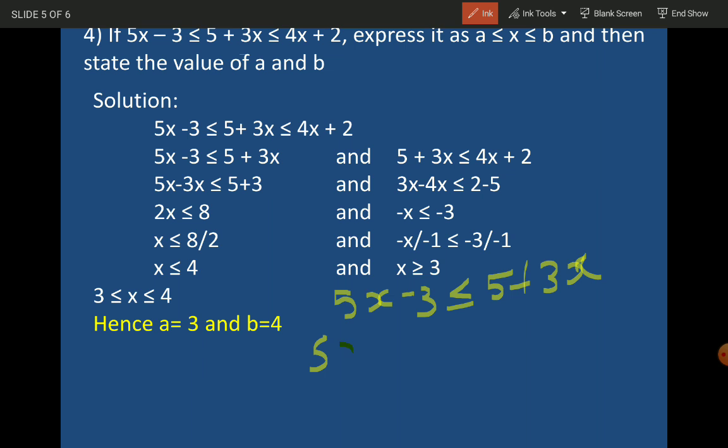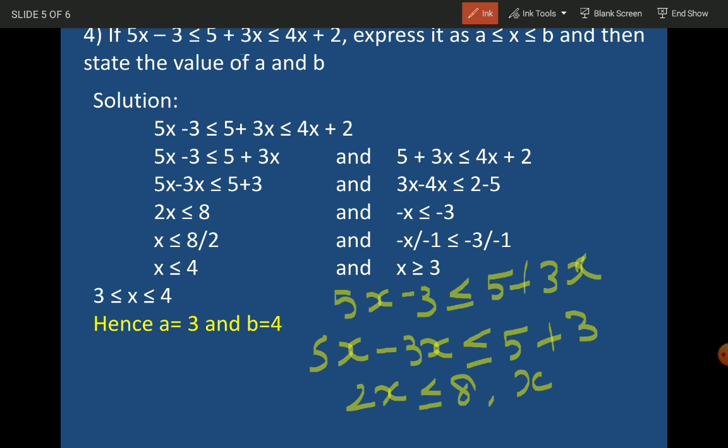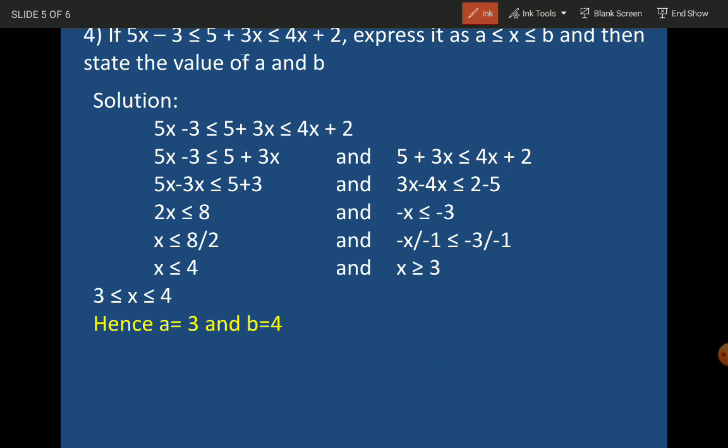So 5x minus 3x, the plus 3x changes to minus 3x, less than or equal to 5, and minus 3 is changed as plus 3. So both the signs are different. So 2x less than or equal to 5 plus 3, 8. Then x less than or equal to 8 by 2, 4. So the answer is x less than or equal to 4 in one section. Then another section we have to solve.